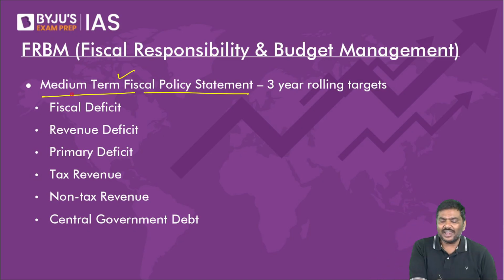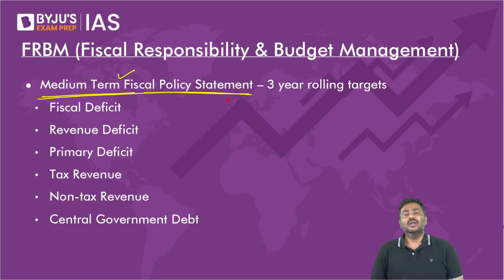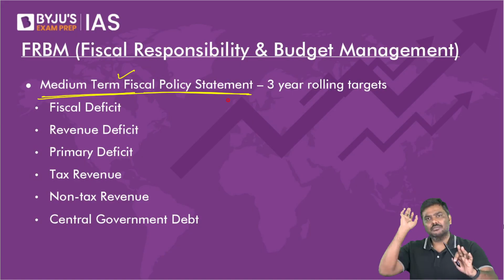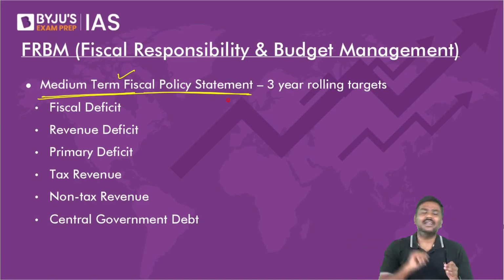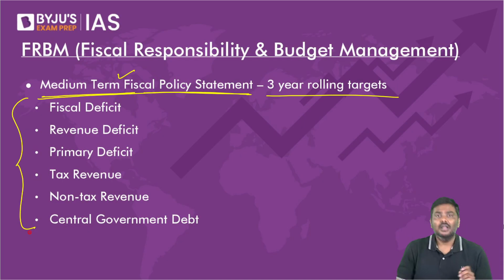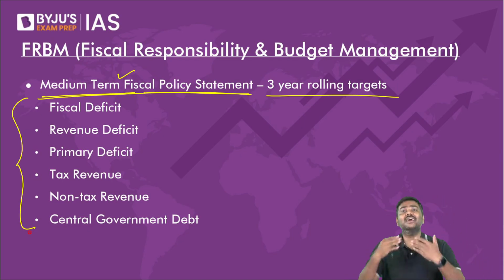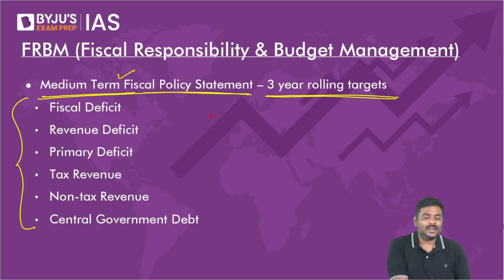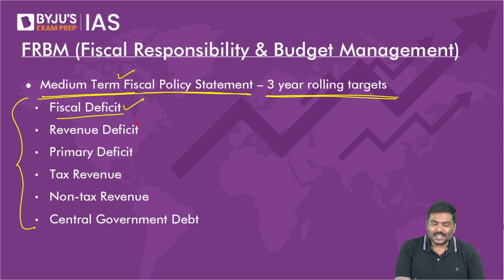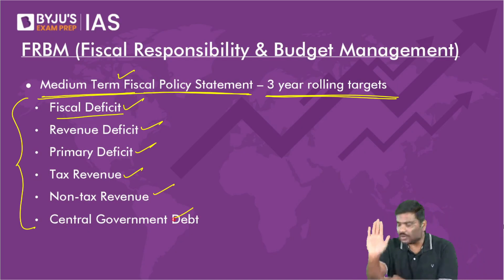Now, what is this medium-term fiscal policy statement? Whenever the budget is announced next year, please observe. Whenever the government does the budget announcement, they will have to provide 3-year rolling targets for these parameters. That is, for the next 3 years, what will be the target for all these parameters, Government of India will have to give you a document.